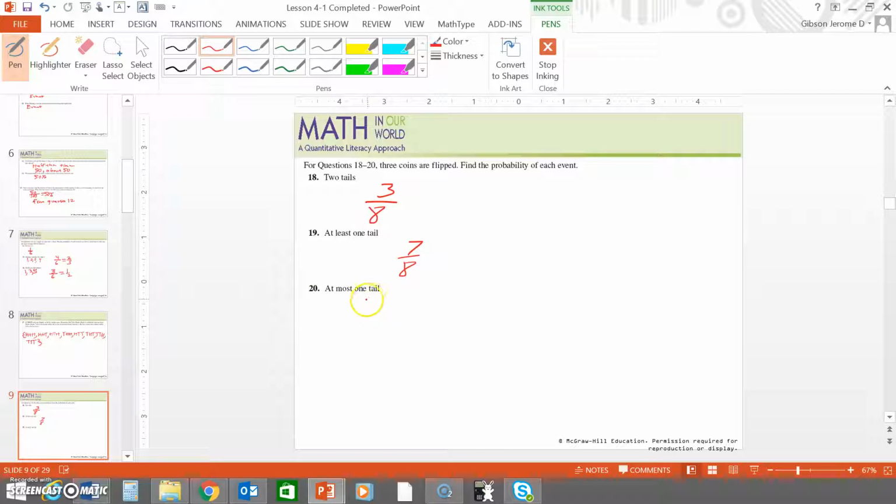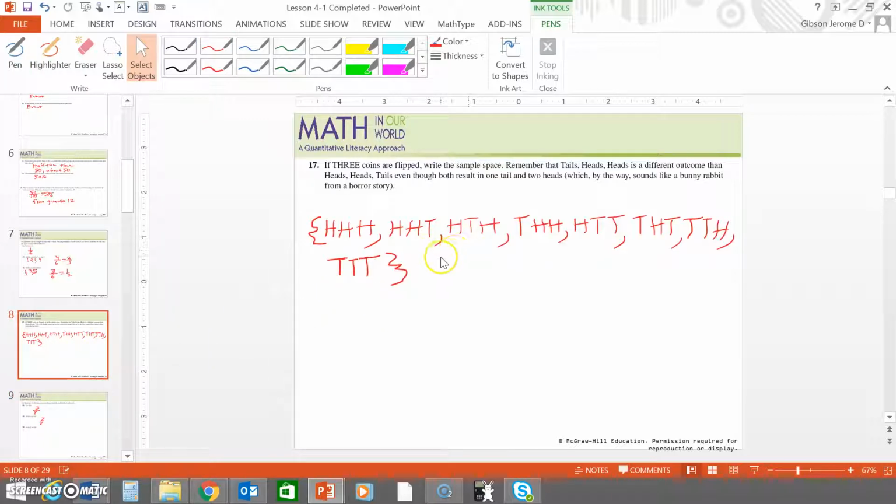Now it says at most 1 tail. So that means that the most that it can have is 1 tail. So we look here. At most, one tail will be 1, 2, 3. Okay, that's at most one tail. But at most means it could be that value or lower.